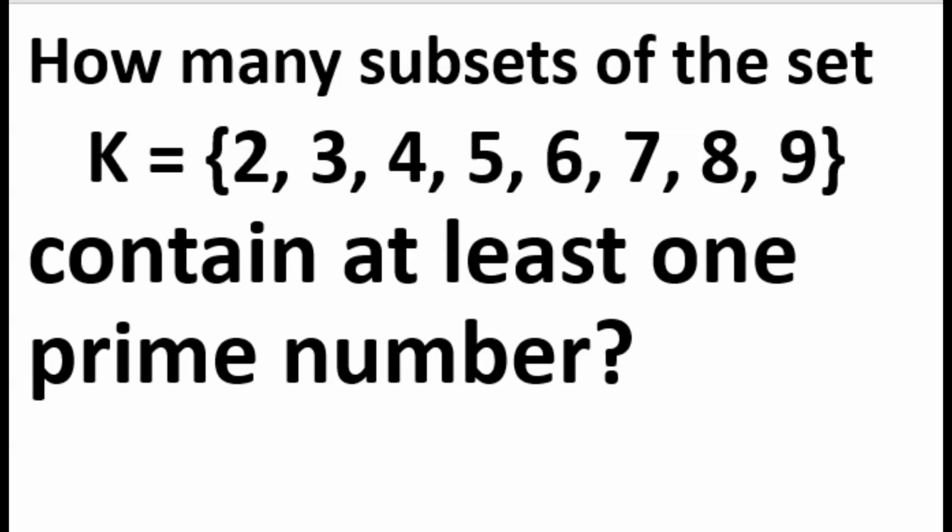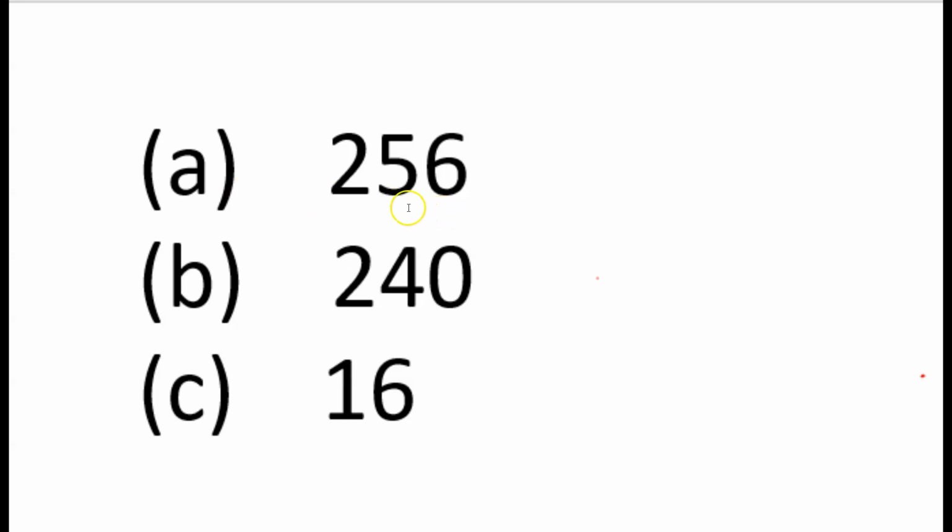Welcome to Autism Mathematics. How many subsets of the set {1, 2, 3, 4, 5, 6, 7, 8, and 9} contain at least one prime number? Okay, let's see how we are going to do this. The answers are provided. We have A 256, B 240, C 16. So let's see how we are going to do.